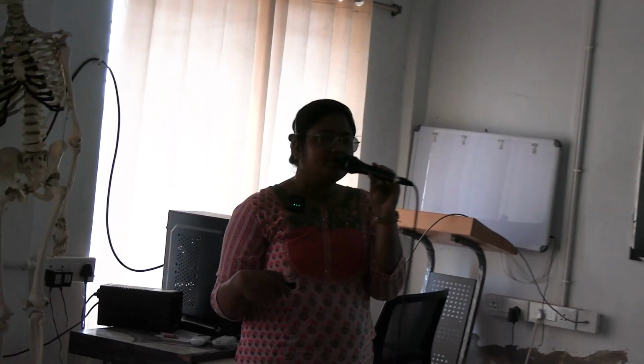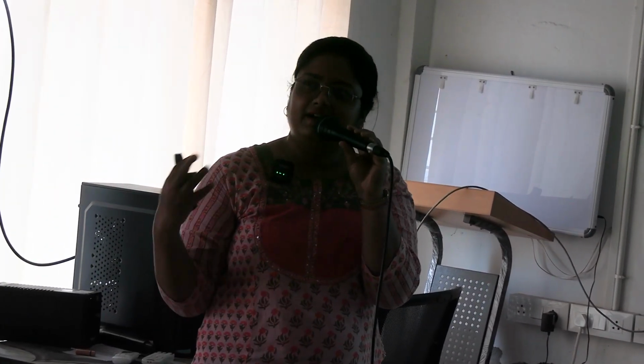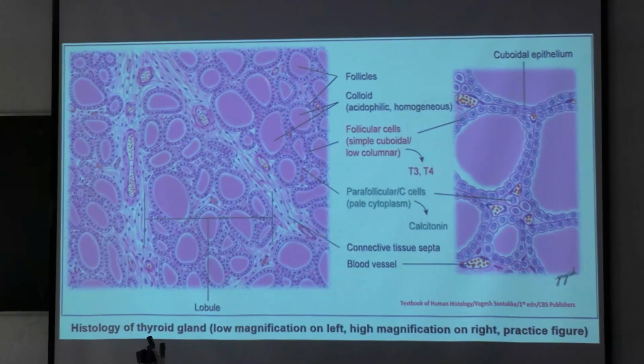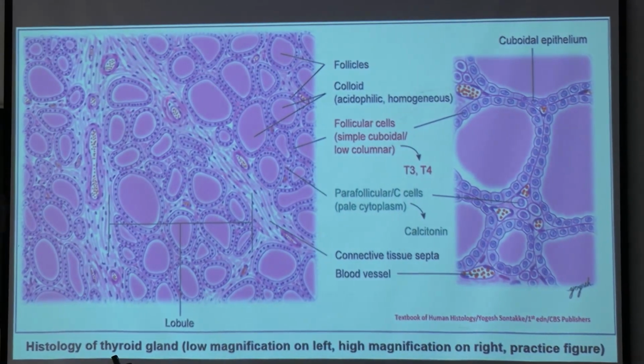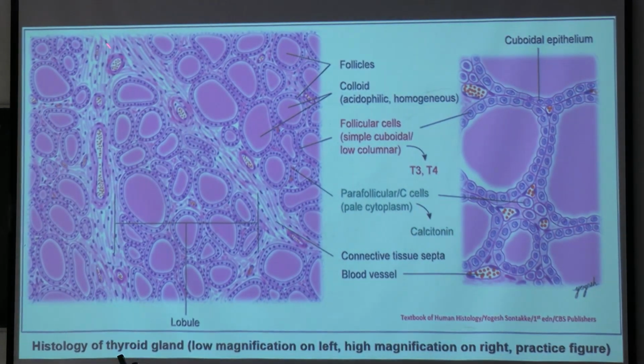Okay, T3 is more active than the T4, but amount of T4 secreted is higher and it is converted into T3 by some enzymes. See here, this is section, histological section of thyroid gland. Like this you will see, these are the septa dividing the thyroid gland into different lobules.